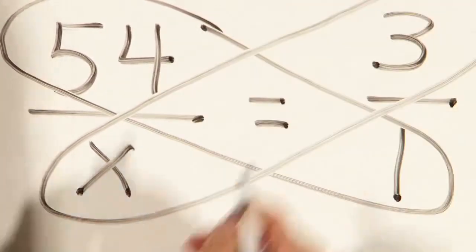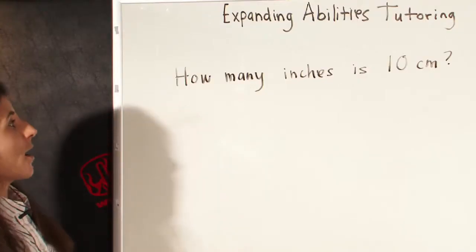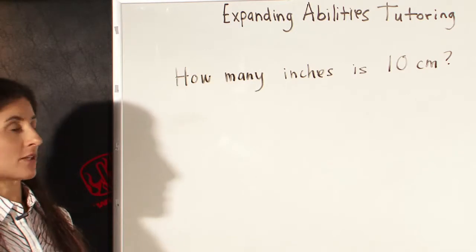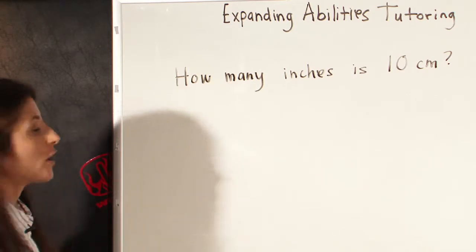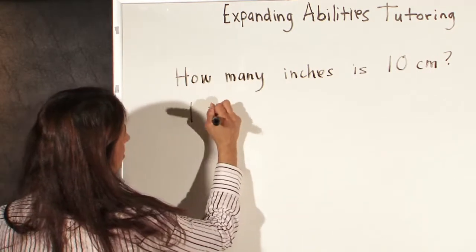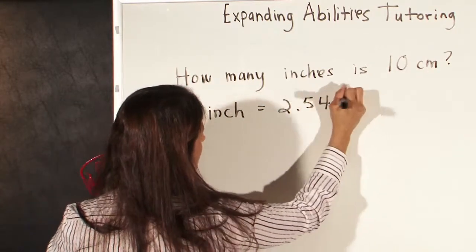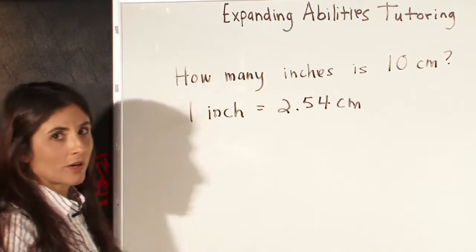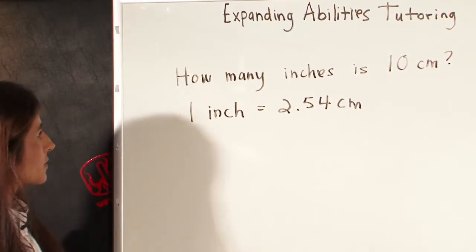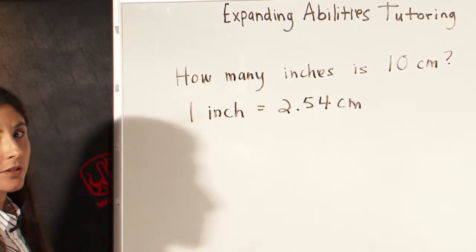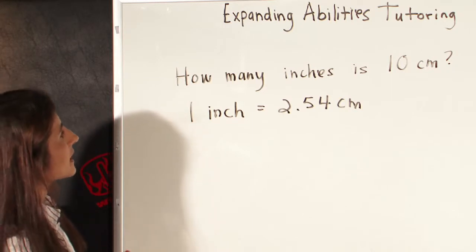So the easiest way to explain that is with an example. How many inches is 10 centimeters, for example? Well, I know that 1 inch is equal to 2.54 centimeters. And basically, you can find that information in your textbook most of the time. And you can commit some of these values to memory if needed.